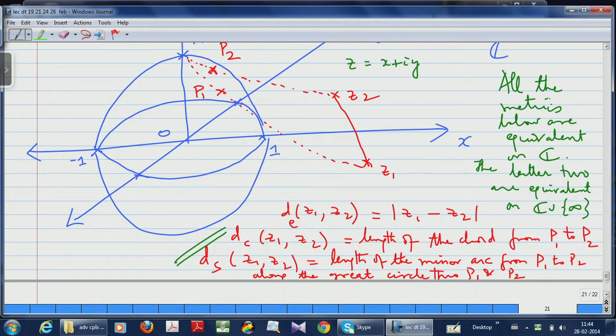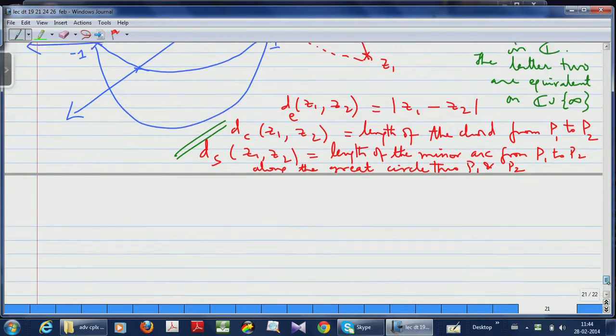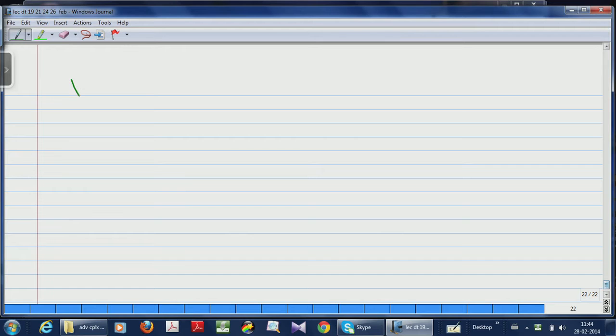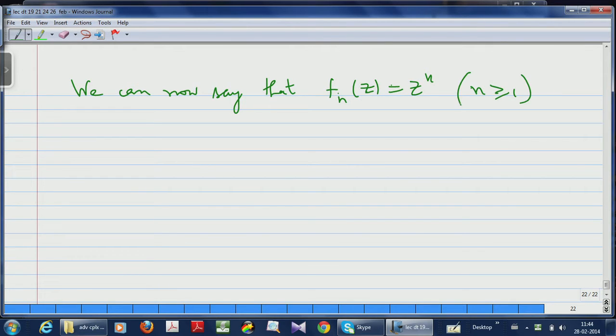Okay, and now here comes the advantage of this. We can now say that fn, fn of z equal to z power n, n greater than or equal to 1, converges normally to infinity on mod z greater than 1. You can make this statement, it makes sense. Okay, and why is that correct?